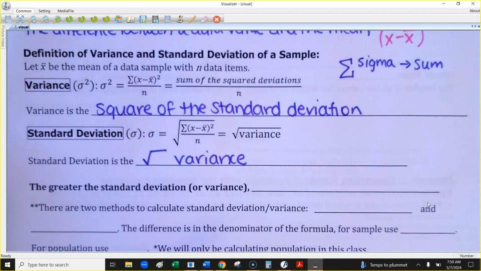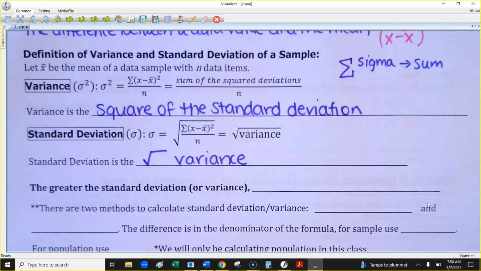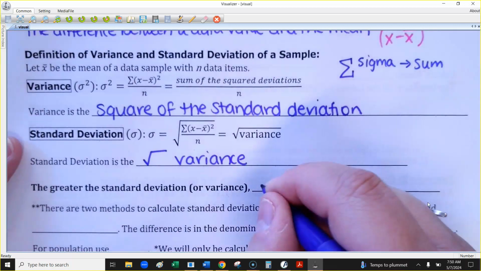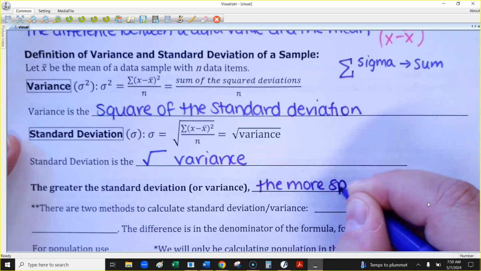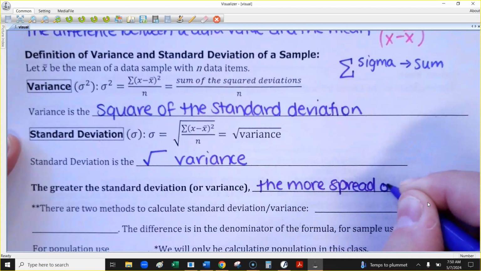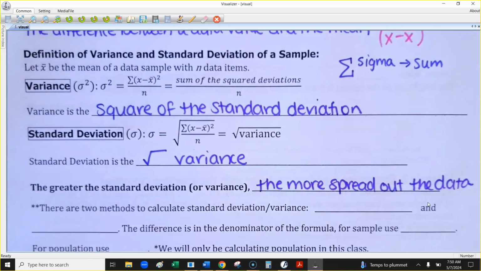But basically, when you have a data set, the bigger the standard deviation or the variance is, the more spread out the data. If you have a really small standard deviation, that means all the data values will be close to the mean. If you have a really big standard deviation, that means that all your data values are going to be spread out really far from the mean.